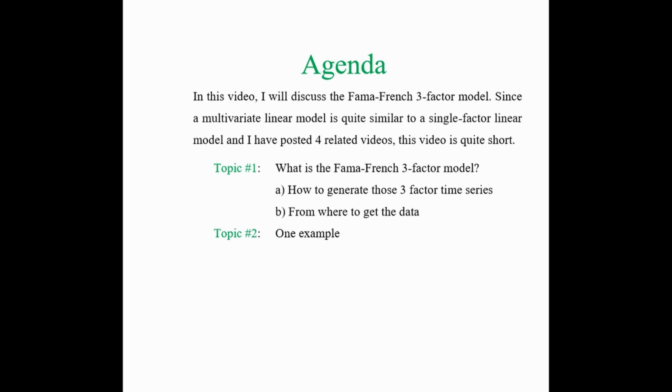Topic number one. What is the Fama-French three-factor model? How to generate those three-factor time series in the first place? From where to get the data? Topic number two, one example.